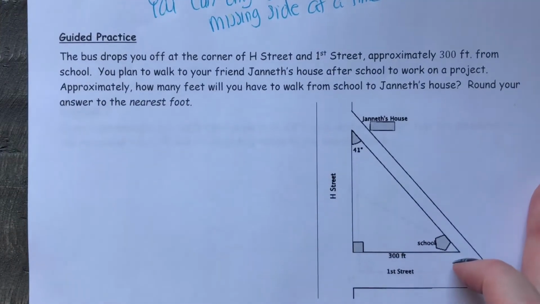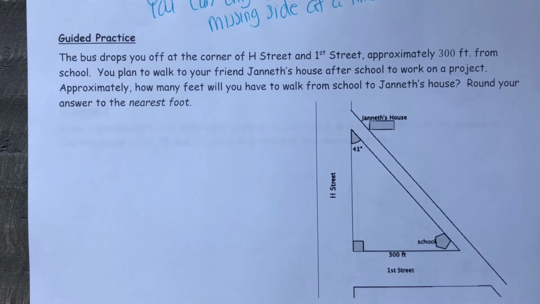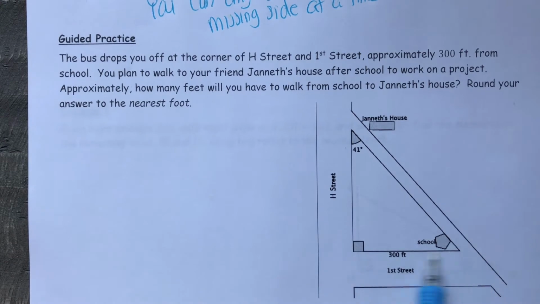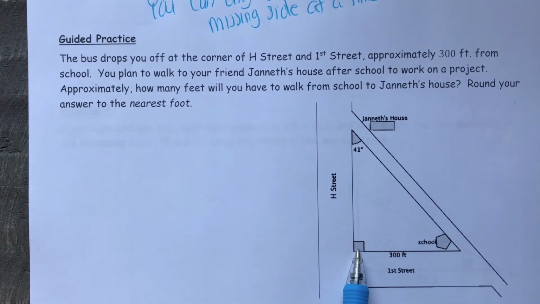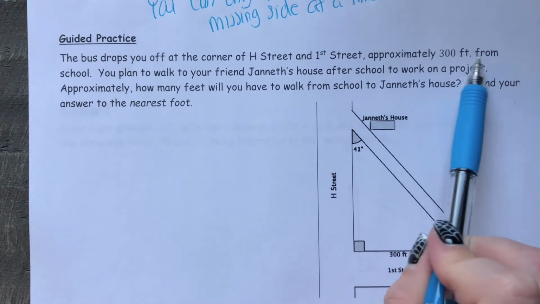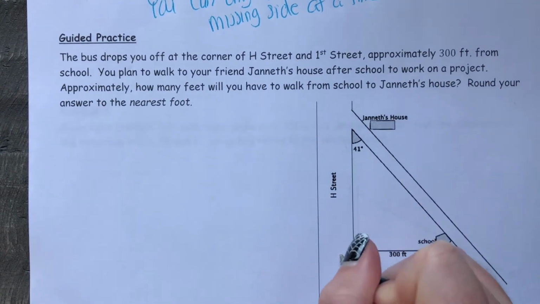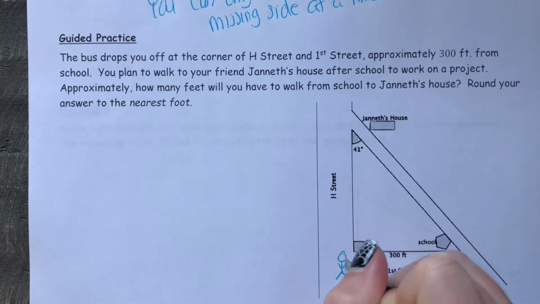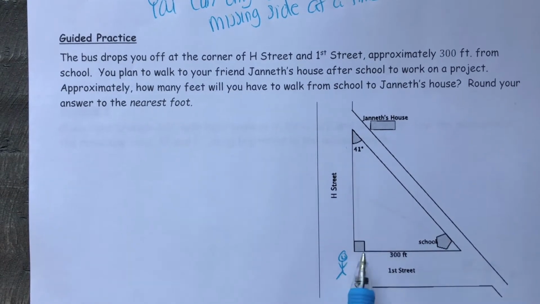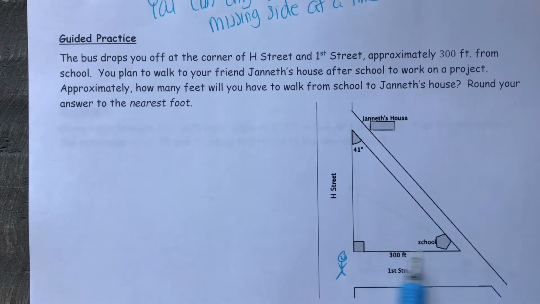All right, here we go. The bus drops you off at the corner of H Street and First Street. So that would be this 90-degree angle right over here, that corner, okay? Approximately 300 feet from the school. And again, here's the school. Here you are. Let me draw us. Here we are. The bus drops you off here. Here's the school. You're 300 feet away.